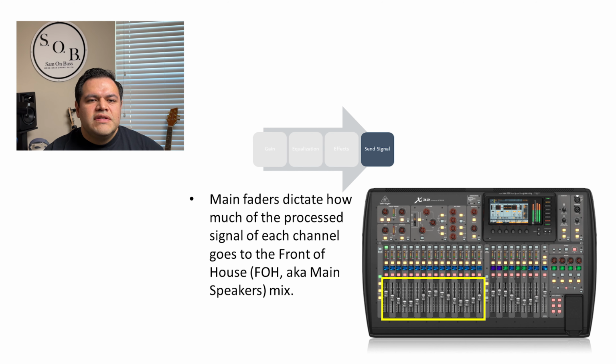The last part of the signal processing is outputs. So you've already set your gain, you've processed it through EQ, you've applied some effects to it. Now it's time to send it out. The first output you care about is the main speakers. You want to send out that signal so that your audience can hear it. The main faders in the X32 control how much of each channel is going to the main speakers. Your goal here is to make sure everything sounds as balanced as possible.